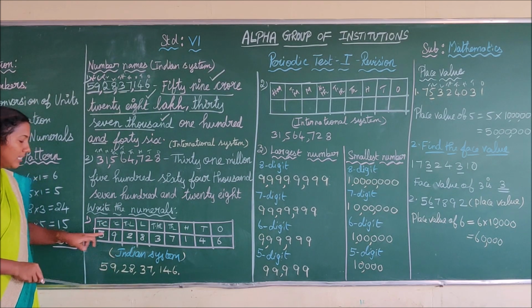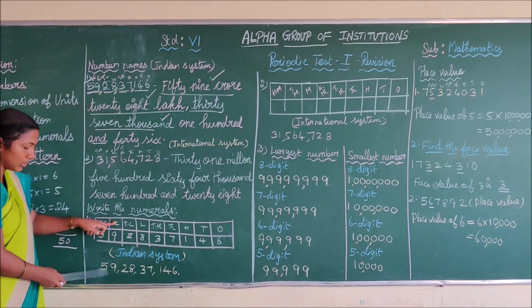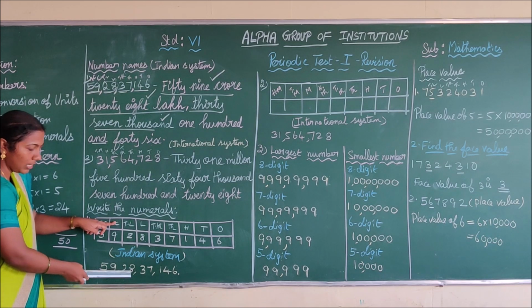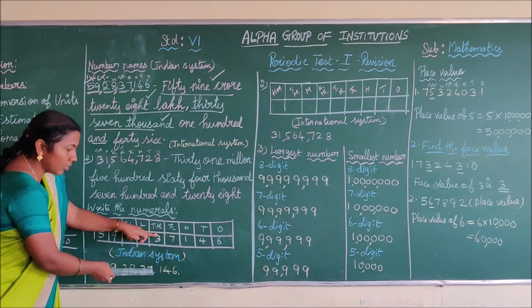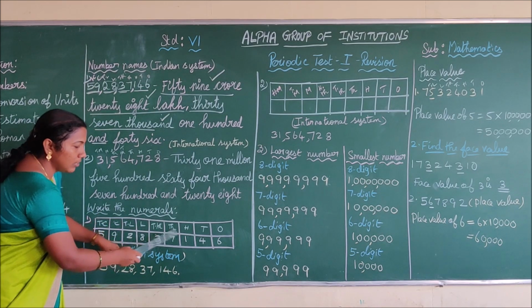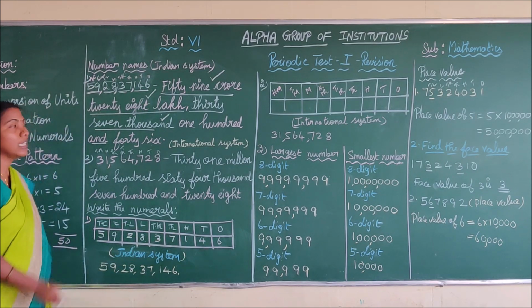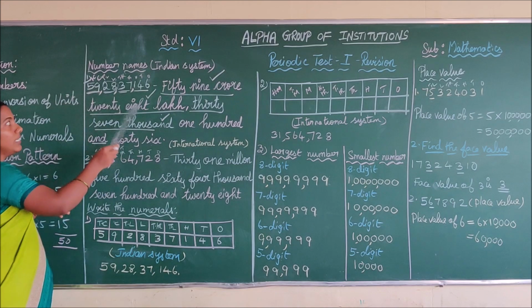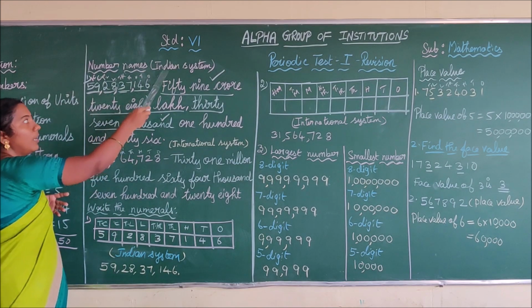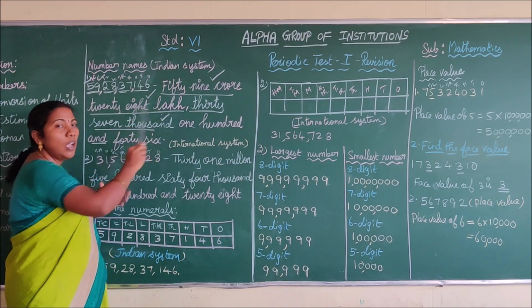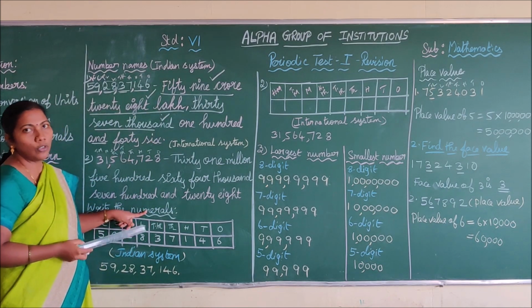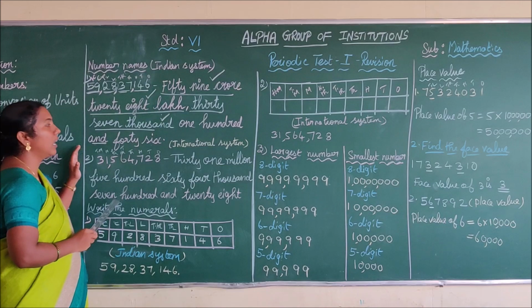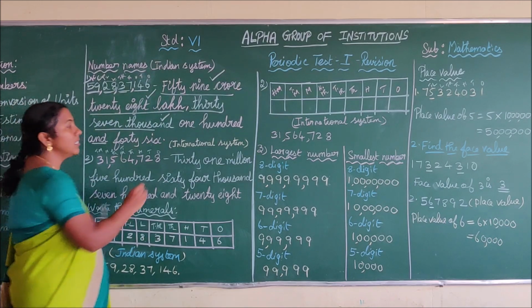Now you can read this number. 59 crores, 28 lakhs, 37,146. Thus we have revised how you can write the number name using the Indian system, and how you can write the number for the given name in the Indian system. Next we are going to write the number name for the international system.